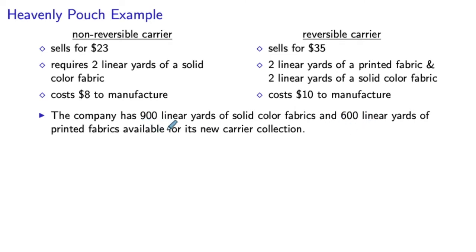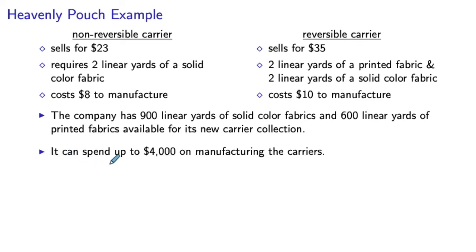Whatever amount we paid to purchase the resources is considered to be a sunk cost, something that we already encountered, and this cannot be undone. We just have to use the available resources in the optimal possible way. Next, we have the manufacturing budget. The company can spend up to $4,000 on manufacturing the carriers. So this is the cash that they have available at hand that they can spend on manufacturing.